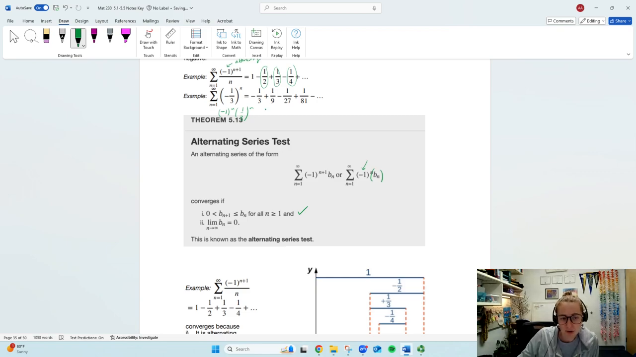And then also our limit of that sequence, in this case the sequence of 1 over n as n approaches infinity, has to equal 0, which in fact this does. So this function up here, even though without the -1 it's harmonic and does not converge, with the negative alternating back and forth it does. And I want us to look at a diagram of that.